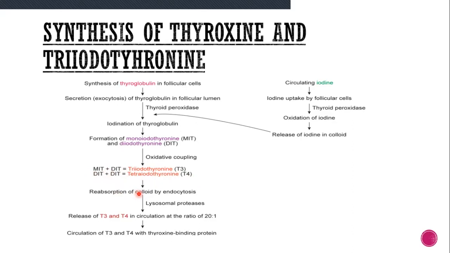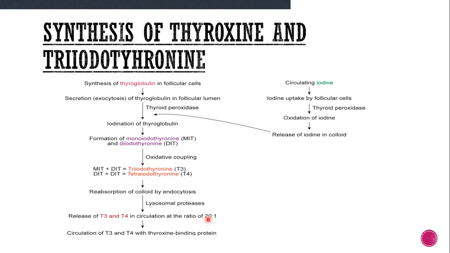Then these are absorbed back by the follicular cells from the colloid, and they are acted upon by lytic enzymes, or the lysosomal proteases, to release T3 and T4 in the circulation. You can see the ratio is 1:20, because T4 is the one which is released in very high amount. T3 is released in less amount, less than 10%.